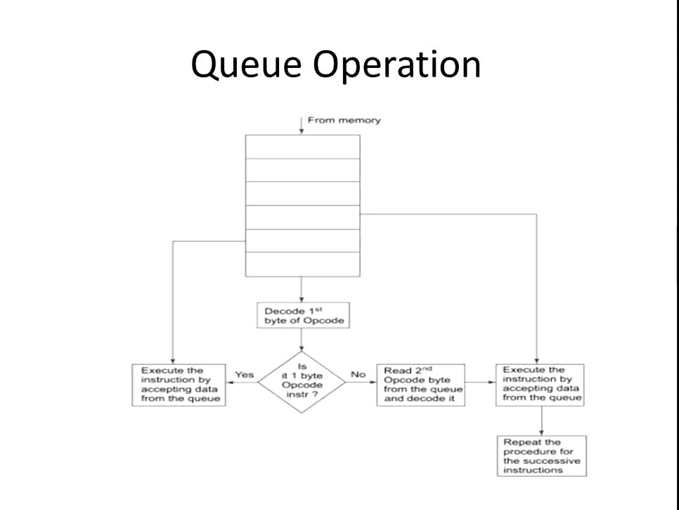So whenever 2 bytes of blocks are free, the bus interface unit fetches the next instruction from the memory and stores it in this instruction queue. So this is the operation of the instruction queue in the bus interface unit. So it is a 6 byte queue with first in first out implementation, and fetching the next instruction while executing the current instruction is called pipelining.